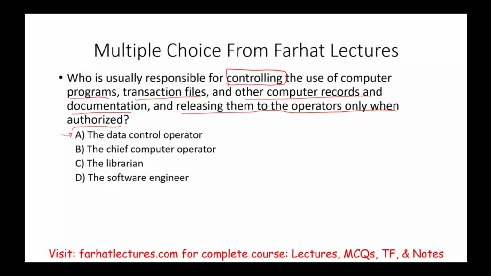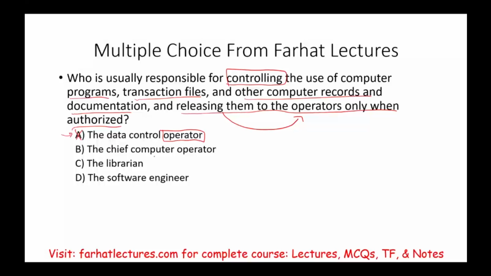Let's look at A, the data control operator. Well, for one thing, they are operators, and operators get this information from somewhere else. The information is released to the operators. So you should not be able to have custody and operate the system at the same time. Data control operators work with the data in the database. They should not have access to the computer program. They should not control the computer program. They have access to the data, but not the programs themselves. Therefore, because they are also operators, I would eliminate A.